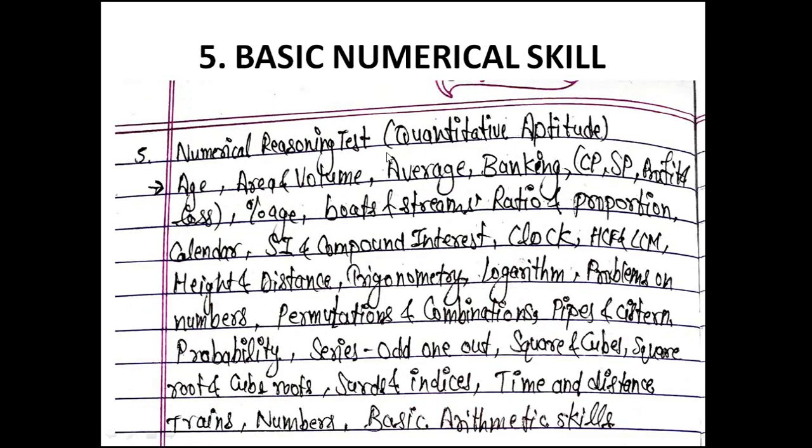Your fifth test includes basic numerical skill, numerical reasoning test or quantitative aptitude: age, area and volume questions, average, banking, cost price, selling price, profit and loss, percentage, boats and stream, ratio and proportion, calendar, simple interest and compound interest, clock, HCF and LCM problems, height and distance, trigonometry, logarithm, problems on numbers, permutations and combinations, pipes and cistern, probability, series, odd one out, square and cubes, square root and cube roots, surds and indices, means exponent entire portion, time and distance, trains, numbers, and all those basic arithmetic skills which you have read till now.